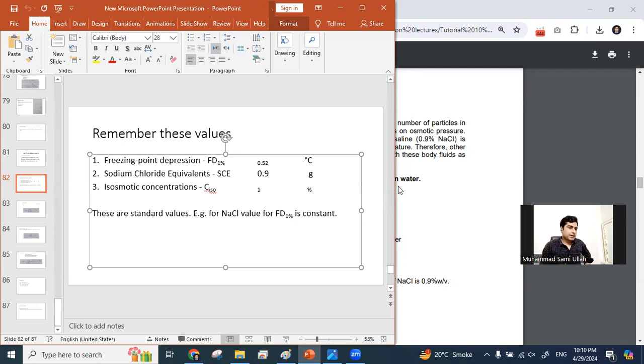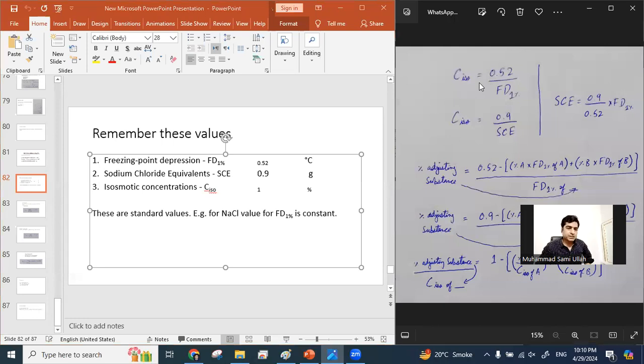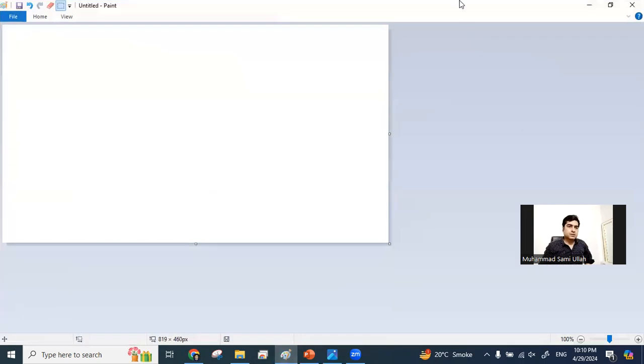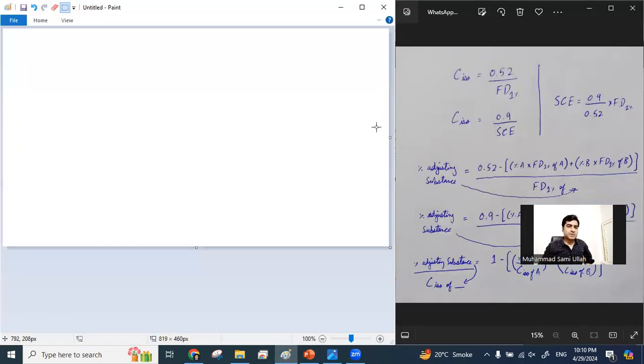Now I have just taken you through this point. Now let's take a look at the formulas. These are the total formulas we are going to use in our chapter. Very simple. Let us simplify this a bit, what is this whole formula? This percentage adjusting substance and 0.52, just two values are here. The rest of the formula is repetition.